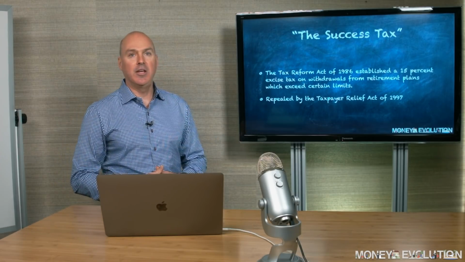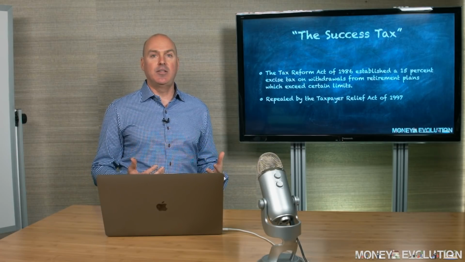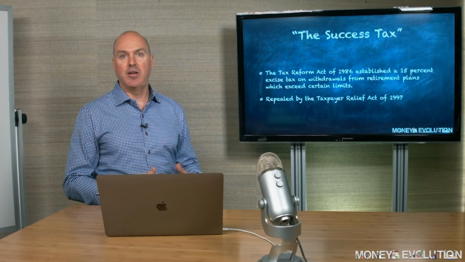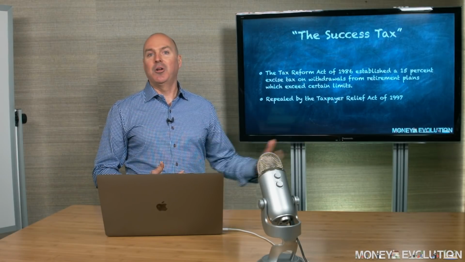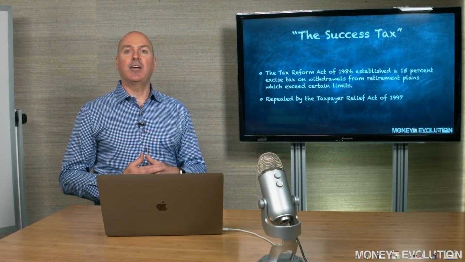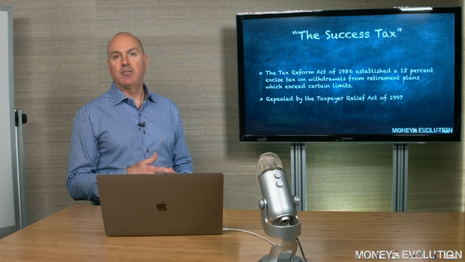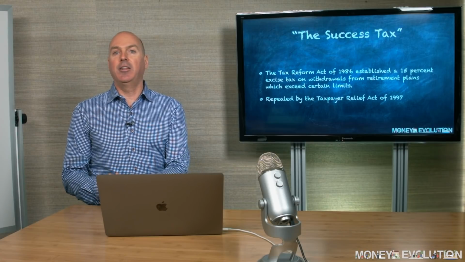Well, one of the things they actually had not that long ago was something called the excise tax. I call it the success tax because if you had too much money saved up in retirement accounts and you started taking too large of a withdrawal, and too large is according to what the government thought was too large, they would tax you an extra 15% on any of those excess distributions. That was in effect for about 10 years, from 1986 to 1997, until it was finally repealed.